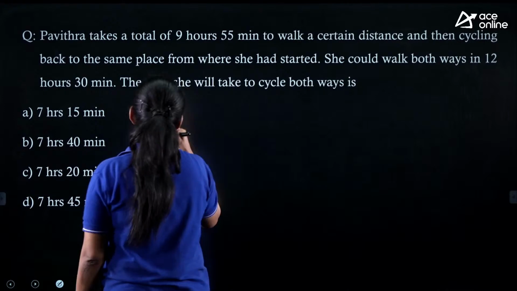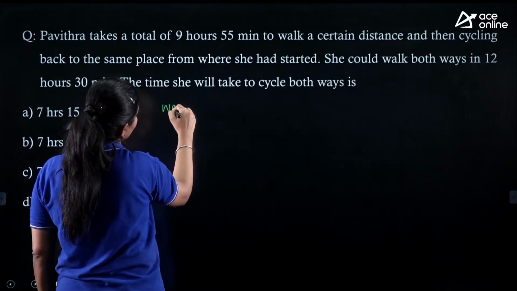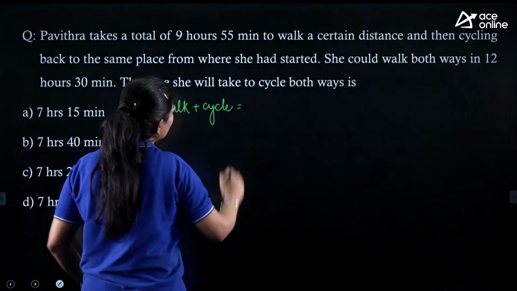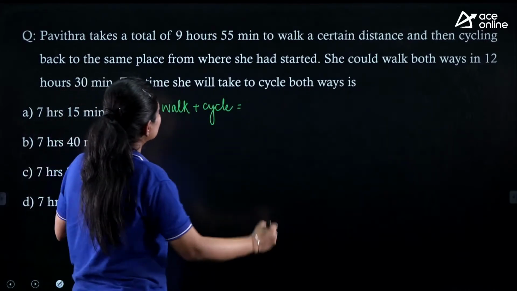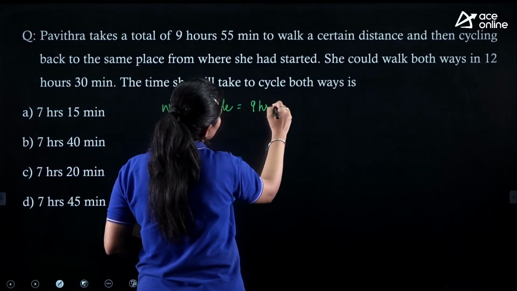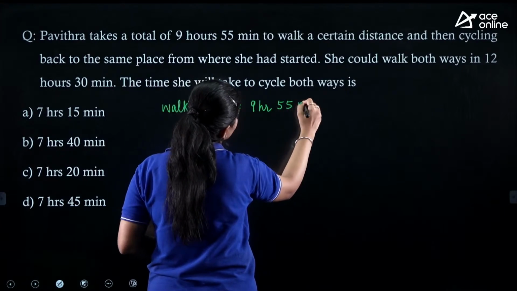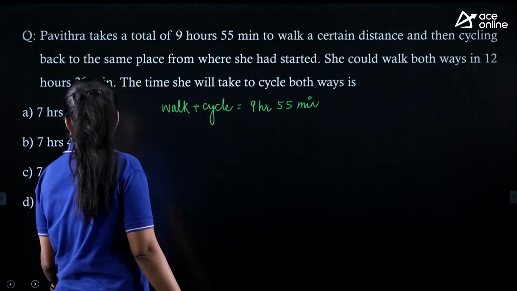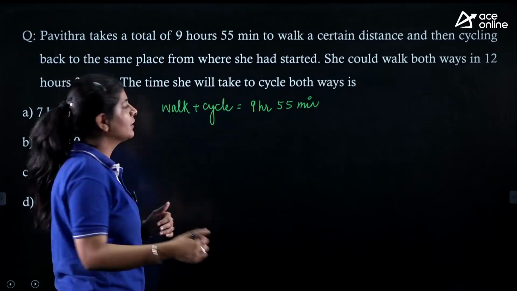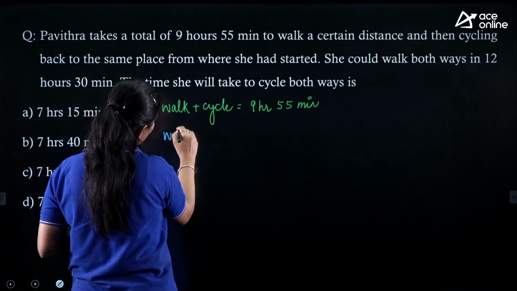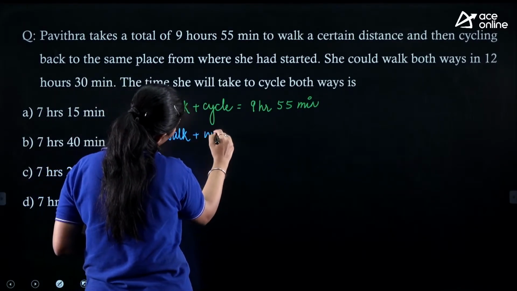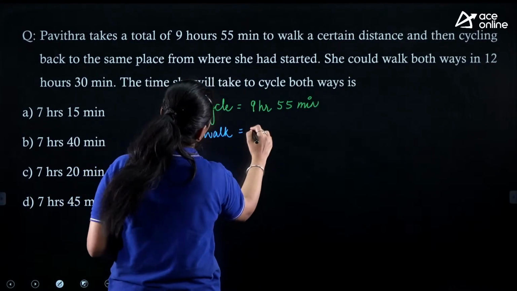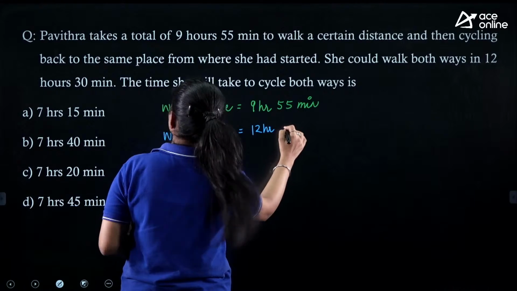So the question is saying that if we are having an equation like walk plus cycle, the total time taken by her is 9 hours and 55 minutes. Now the question says that if she walks both ways, that means going by walk and coming by walk, she takes a total time of 12 hours and 30 minutes.